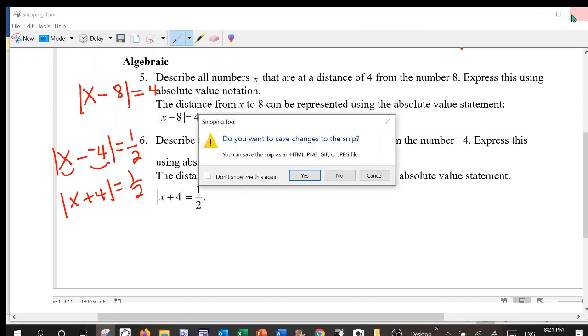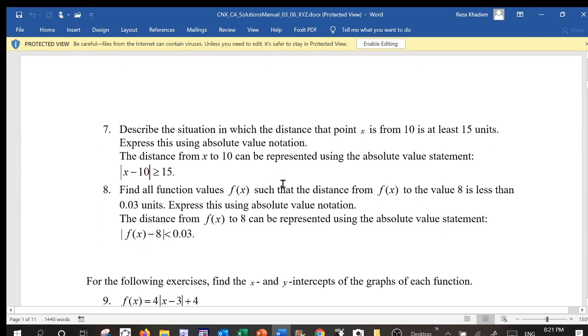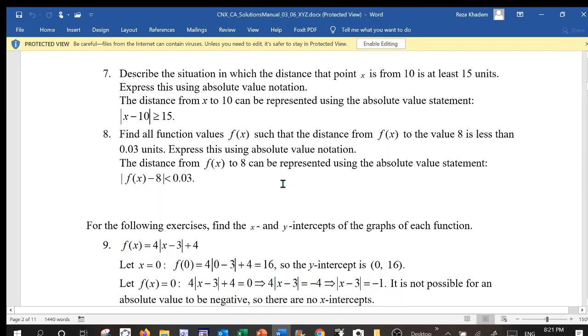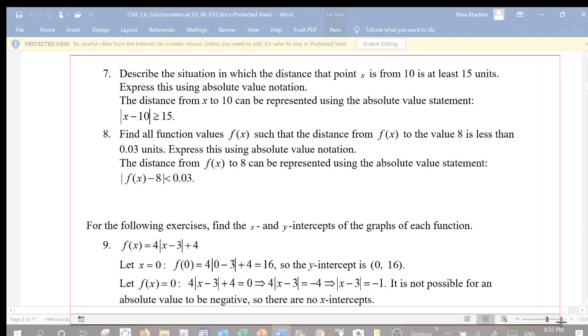Let's do a few more. So let's do number 7 and 8 as well, now that we are at it. There you go. Now, 7 and 8, the question is, let's get some areas here.